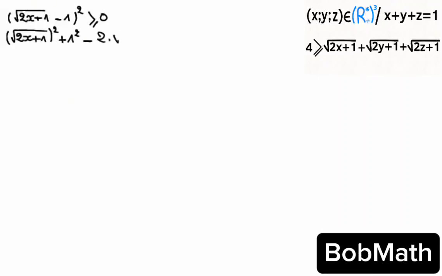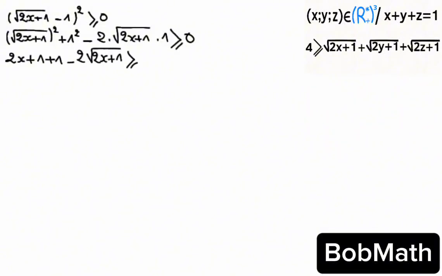Then complete the video. We know that (square root of 2x plus 1 minus 1) squared is greater than or equal to 0. Then (square root of 2x plus 1) squared plus 1 squared minus 2 times square root of 2x plus 1 times 1 is greater than or equal to 0. Therefore, 2x plus 1 plus 1 minus 2 square root of 2x plus 1 is greater than or equal to 0. So 2x plus 2 is greater than or equal to 2 square root of 2x plus 1.